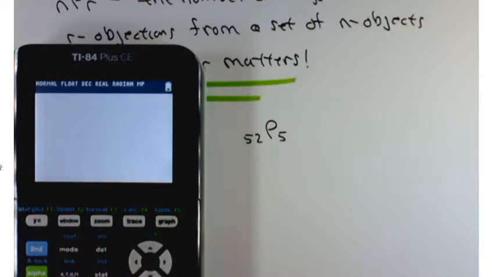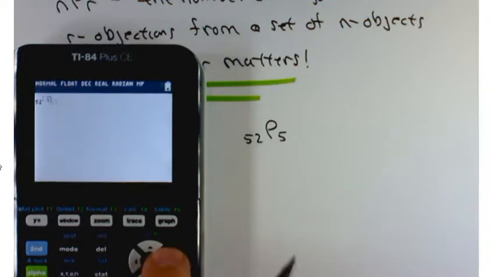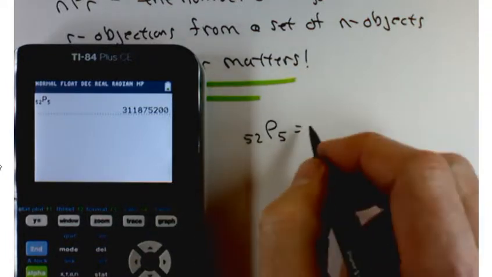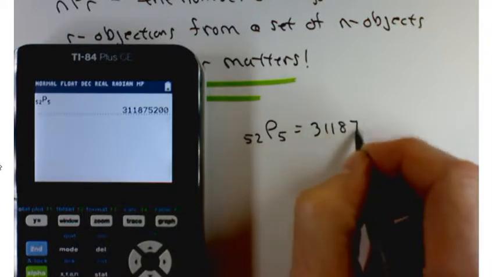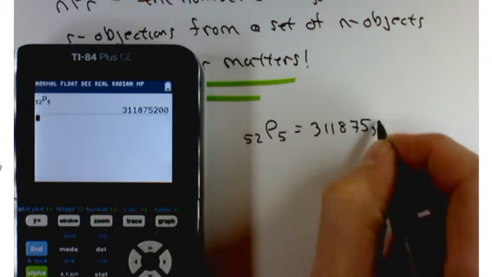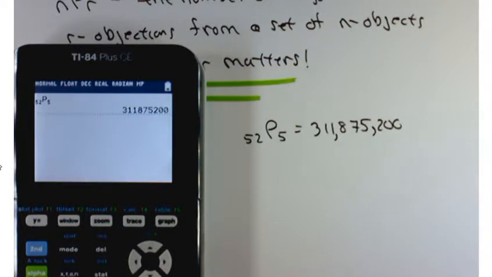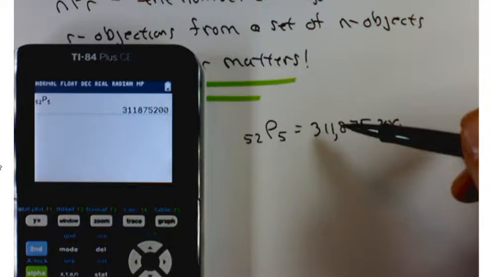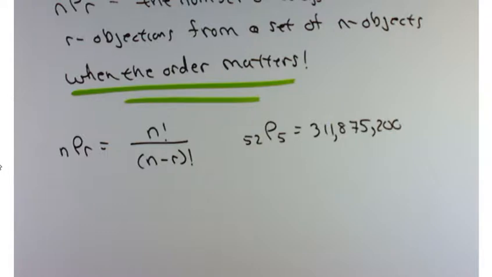So going back to your suggestion, I think I can type in the math and over to probability. This time I want the number of permutations. So 52, 5. So yeah, 311,875,200. So wow, you've jumped from 2.6 million up to 311 million. So it's a huge increase in the number of possibilities here. Wow, it's a lot.